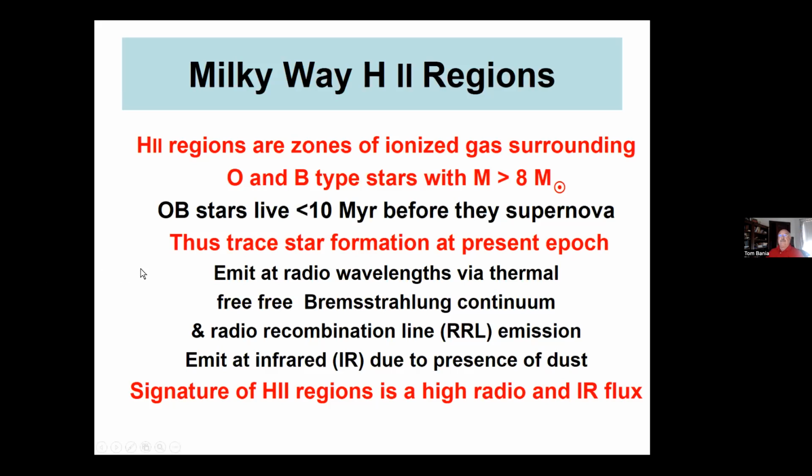They are young objects. Their main sequence lifetimes are of order less than 10 million years, and so they trace where stars have just formed at the present epoch. They are very bright in the radio continuum, free-free bremsstrahlung, and radio recombination lines. They also emit in the infrared due to the presence of dust. In fact, the signature of H2 regions, it turns out, is a high radio flux and a high infrared flux.